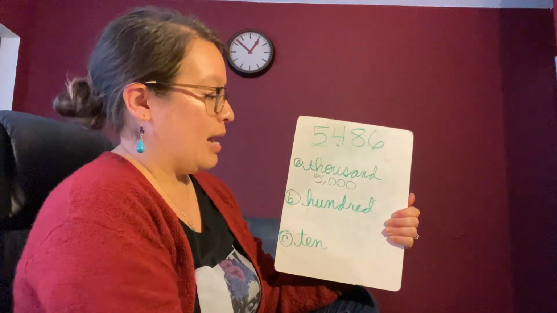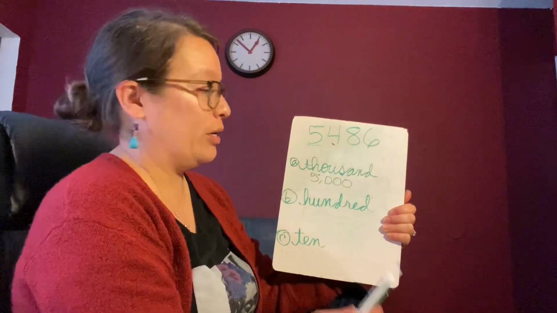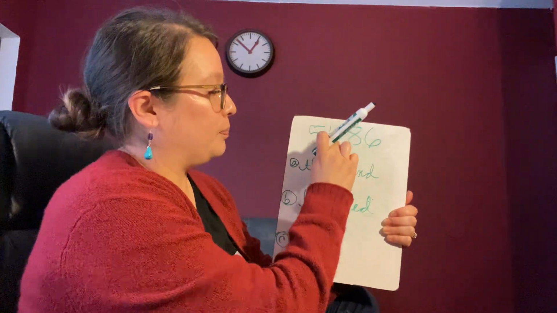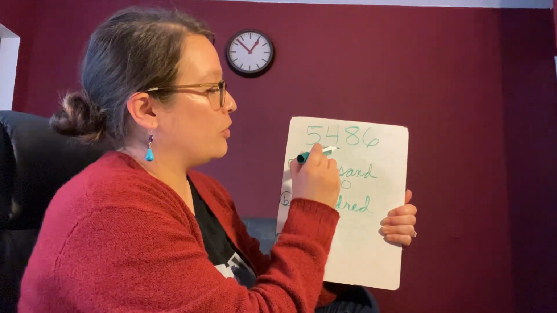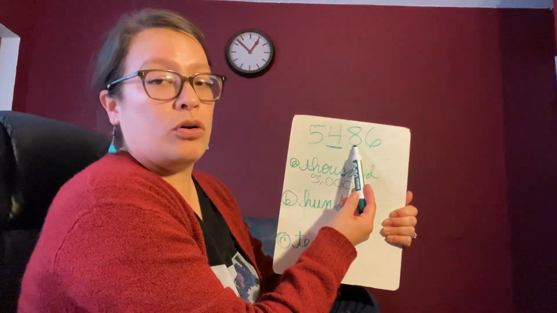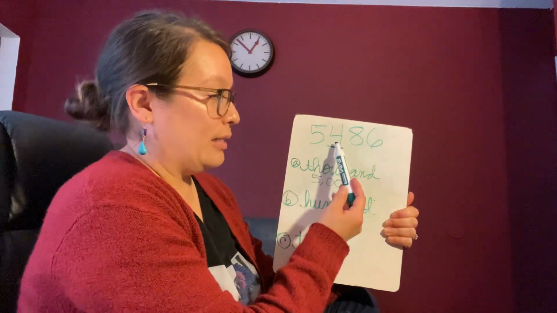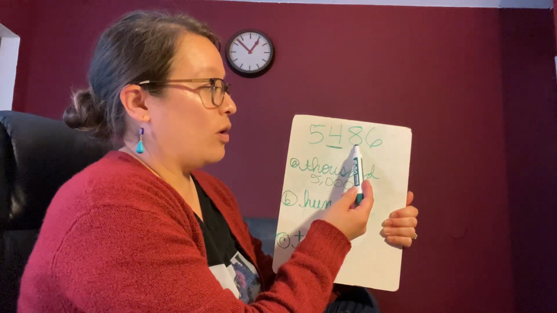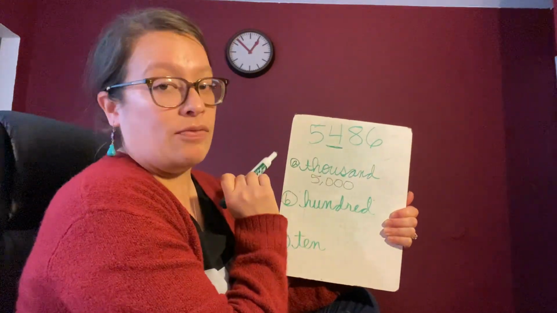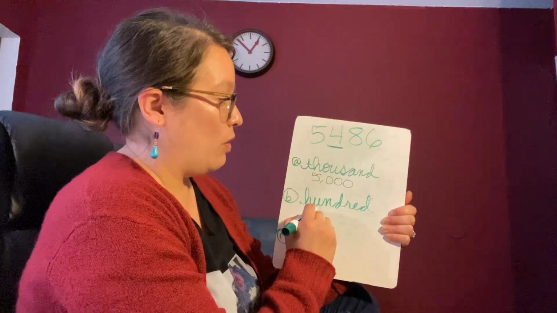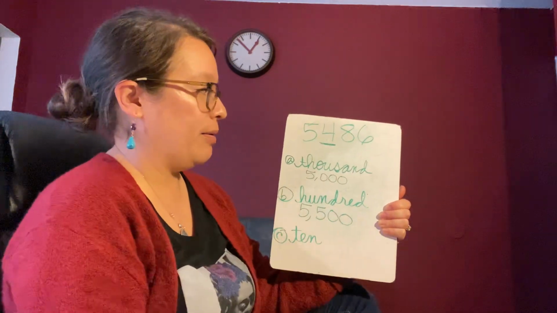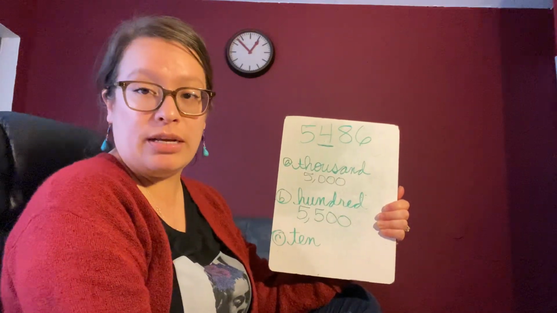Right? Now, round to the nearest 100. Okay, we're done with you thousands. Now we're here for the hundreds, right? This is the hundreds. We look to the number to the right. If it's 4 or lower, it stays 400. If it's 5 or higher, it goes to 500. So in this case, it's 5 or higher. That means that this turns into 5,500. That's rounding to the nearest 100.